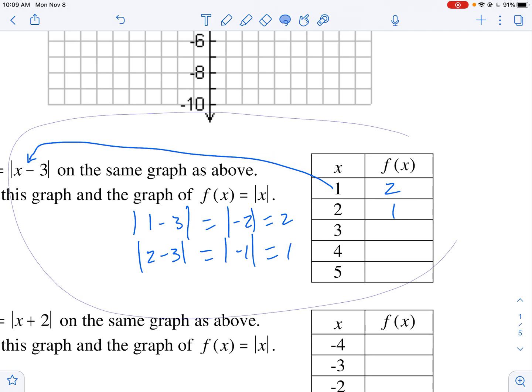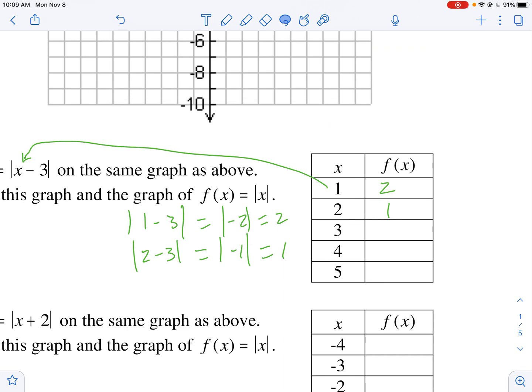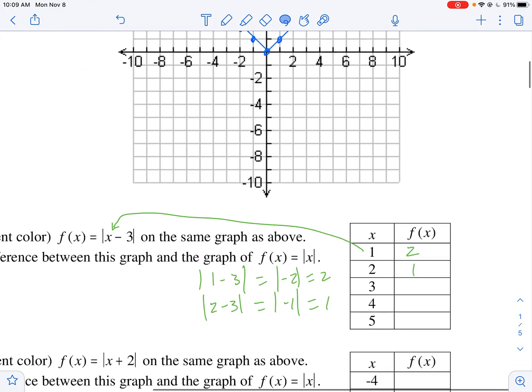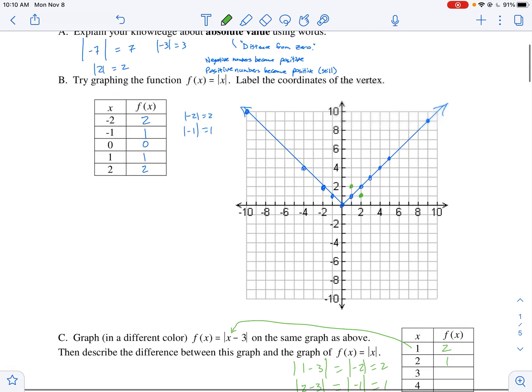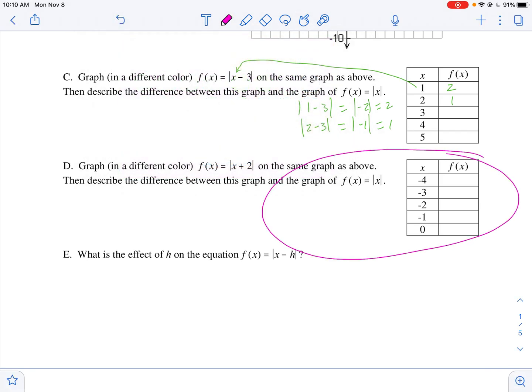I'm going to switch colors here. I should have done that earlier. Let's make it green. Green's a good color. Once you've filled in your table, you're going to graph the points from that table. This is the point 1, 2. This is the point 2, 1. You graph the whole thing. You'll fill in the table on here and graph that one in a different color. Maybe you have pink on hand. You graph that one in pink.